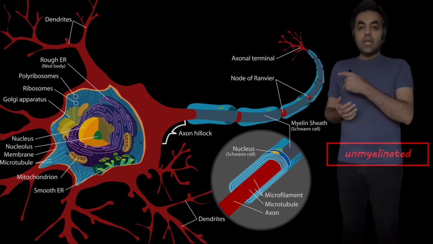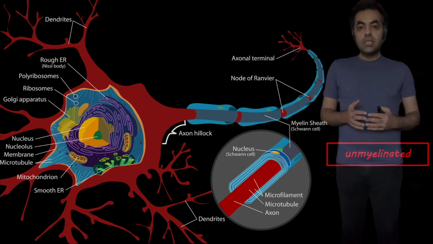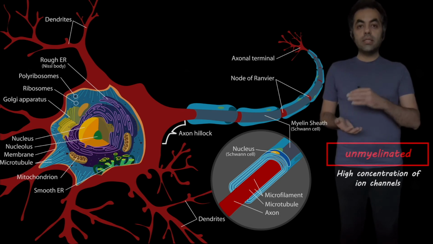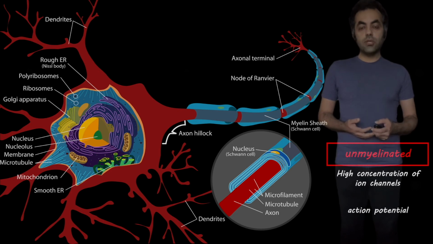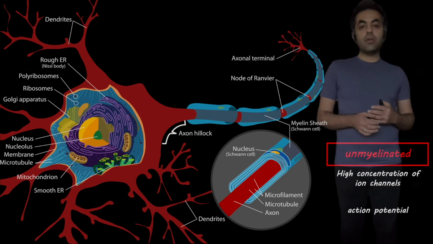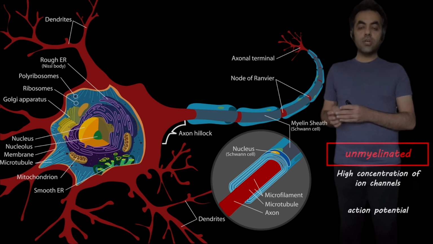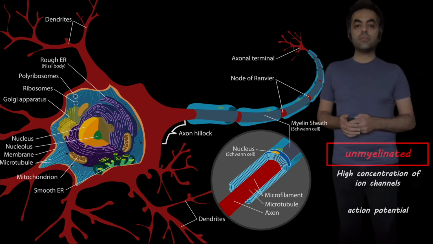The ion channels along a myelinated axon can be present only in nodes of Ranvier. And because of that, there is a high concentration of ion channels in these nodes. And we know that when we have ion channels, then we can have action potentials. So along a myelinated axon, the action potentials can only occur at nodes of Ranvier. But in an unmyelinated axon, the action potentials can occur everywhere along the axon.